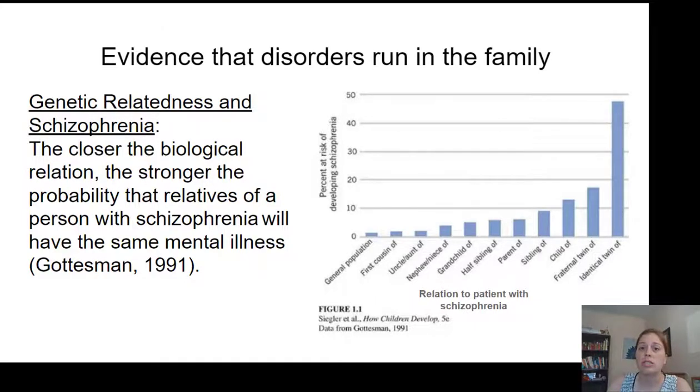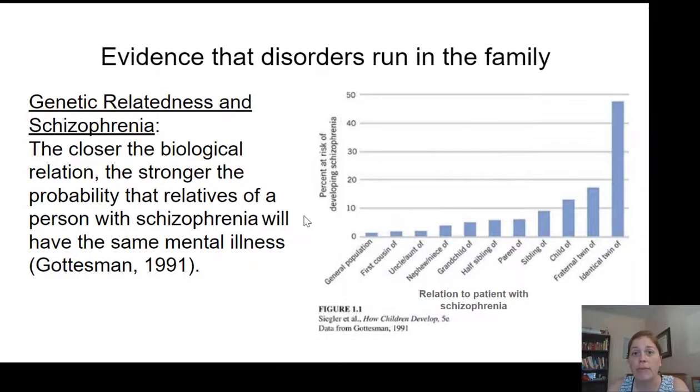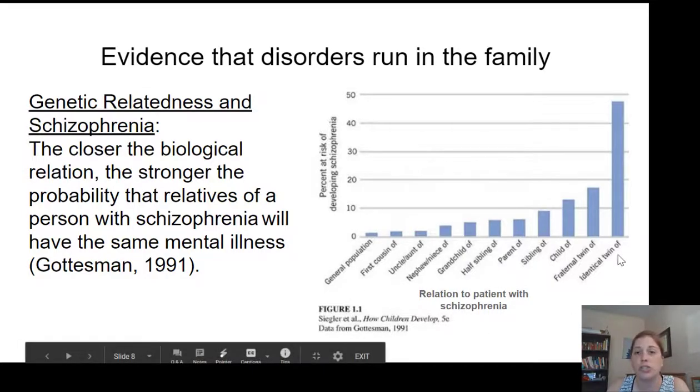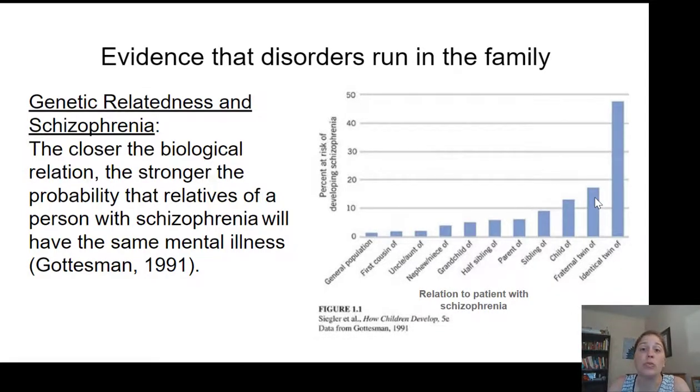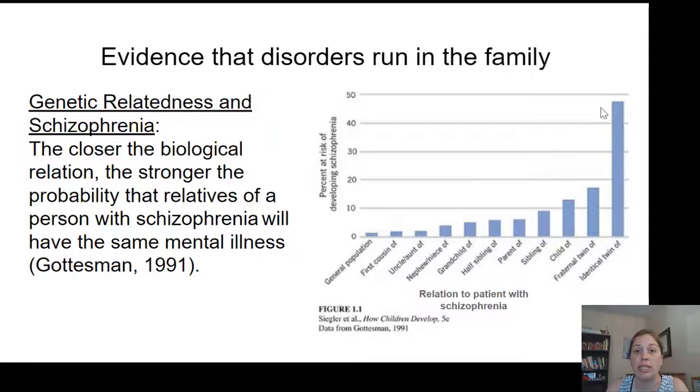So one of the disorders that we think is pretty highly genetic is something like schizophrenia. And what this chart is showing you is the chances that somebody will develop schizophrenia based on their relationship to somebody who has already been diagnosed. So let's say that you are an identical twin and your identical twin actually has developed schizophrenia. What are the chances that you will too? Well, it's about 50%, so that's what this is demonstrating here.